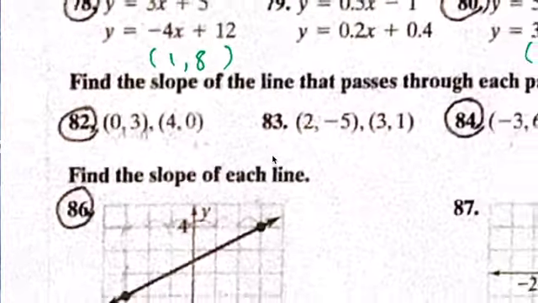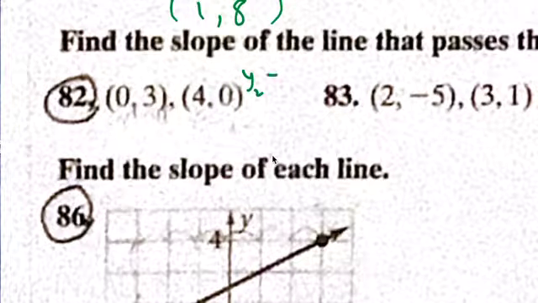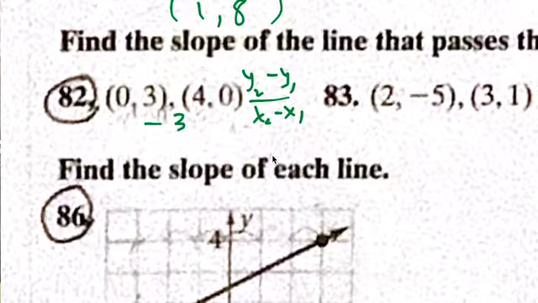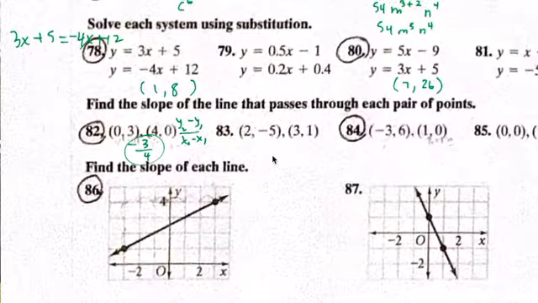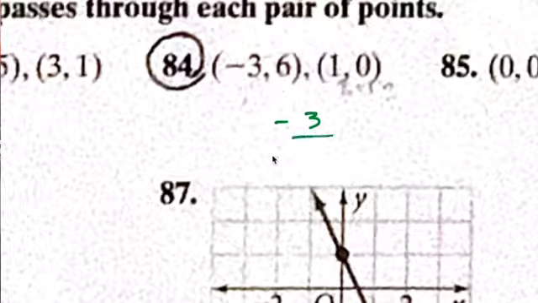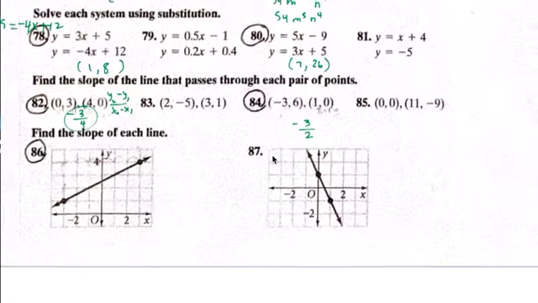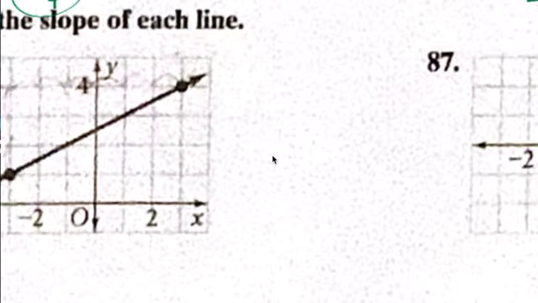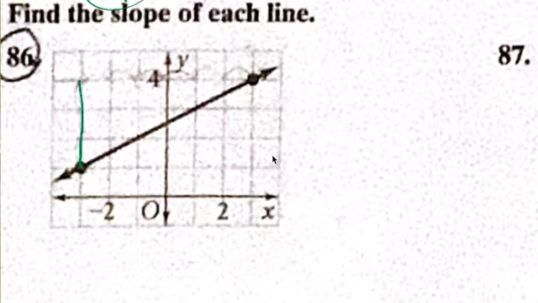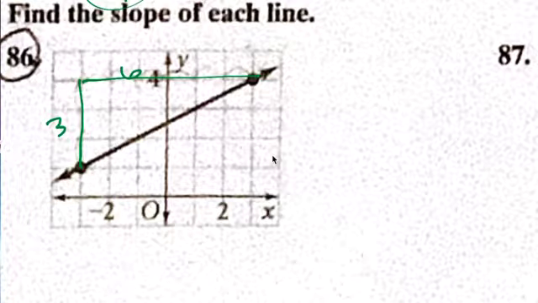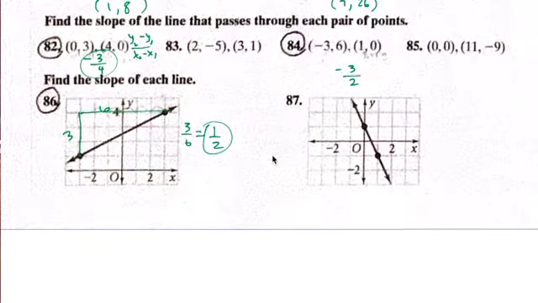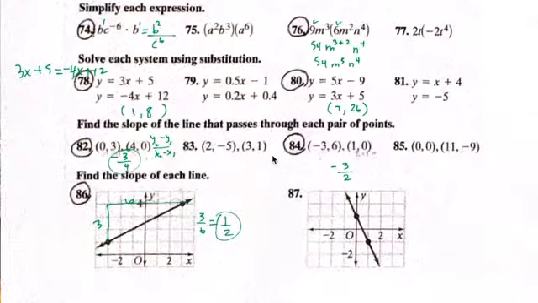I just don't have time. Find the slope that passes through. Remember, it's y sub 2 minus y sub 1 over x sub 2 minus x sub 1. So for 82, the slope is negative 3 over 4. 84, the slope is negative 3 over 2. And 86, the slope is counting up 3 over 6, which is 1 half. The slope is 1 half. And that's it. I didn't do the problem, so on some of them, like 78 and 80 and 82, 84, so.